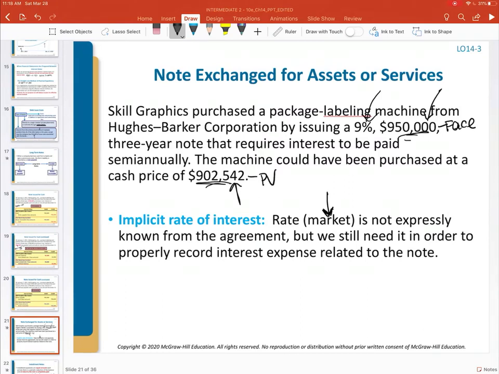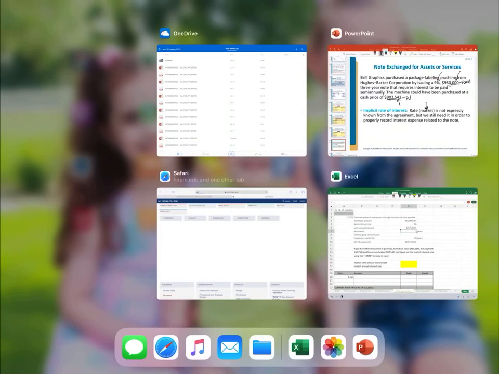And so what we're going to have to do is use a rate formula in Excel to figure out what is the implied market rate of interest. If we're given all of these facts in this problem, we can then figure out what the implied market rate of interest is.